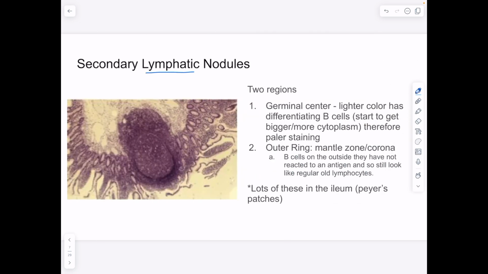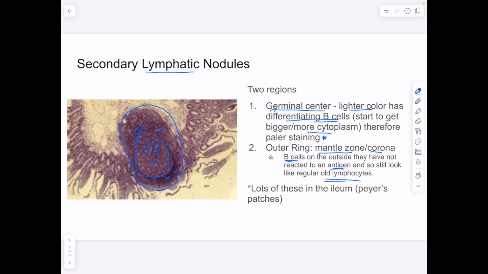All right, then it's like, okay, well, what if you do get some exposure? We have our secondary lymph nodules, and you can see that you have these white specks inside of this germinal center. This is the germinal center, and this lighter color is from differentiating B cells. They're starting to get bigger. They have more cytoplasm, starting to become paler staining, and so they are becoming our plasma cells. And then outside of that, we have this darker region, called the mantle zone or the corona. It's just more B cells, but they haven't reacted to an antigen, so they just look like regular old lymphocytes.